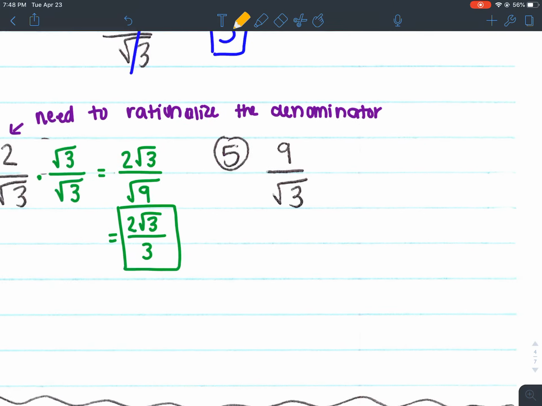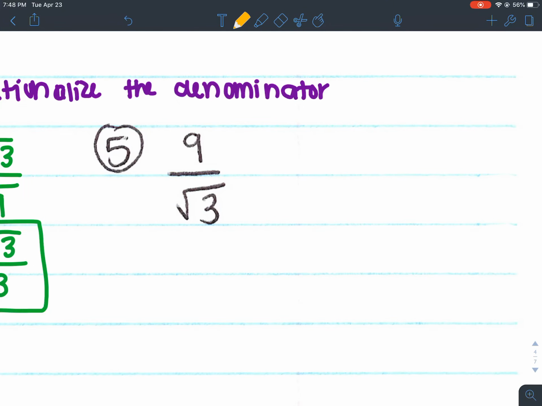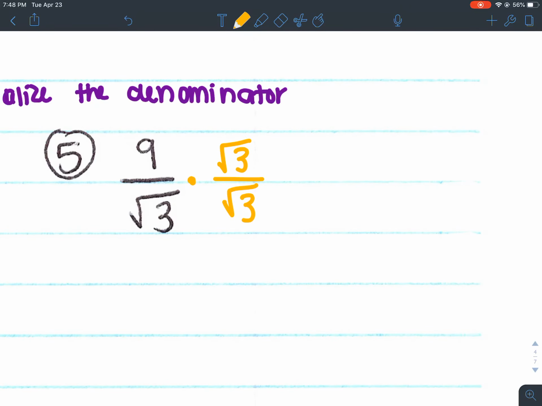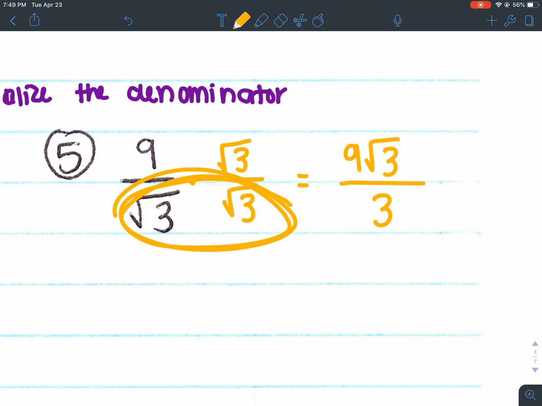Number 5 is the same process. I know that I have a radical in the denominator, so I need to multiply and rationalize it by the square root of 3. Okay? So this would be the 9 square root of 3. Square root of 3 times the square root of 3 is the square root of 9, which is 3. Okay? So here I'm just doing that trick. I know that these are going to multiply, and it'll just be whatever's on the inside.